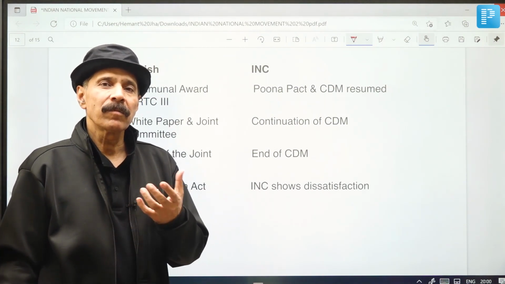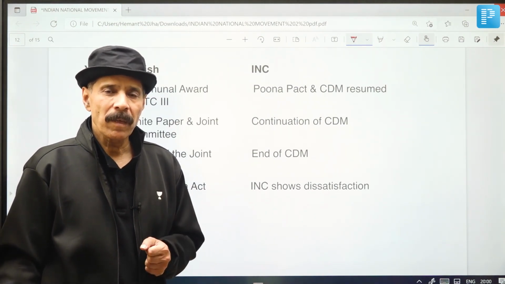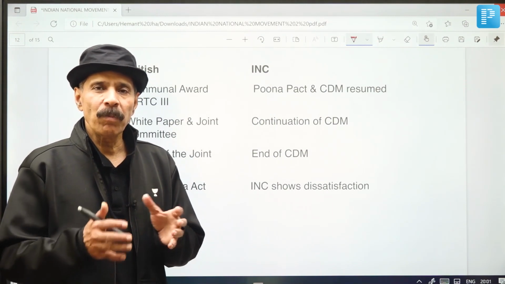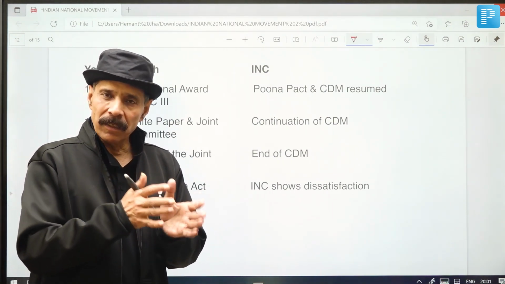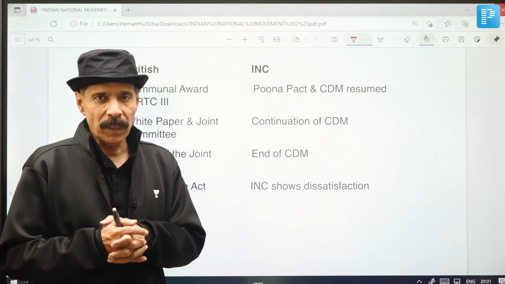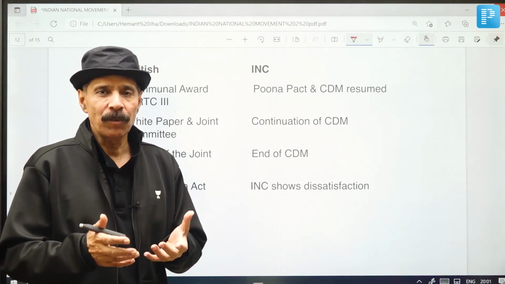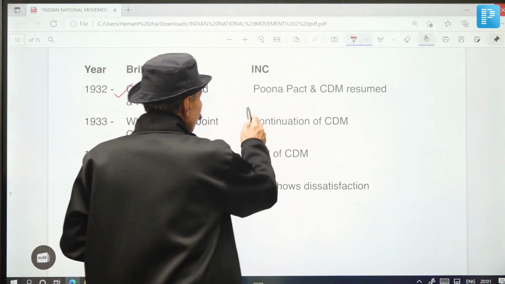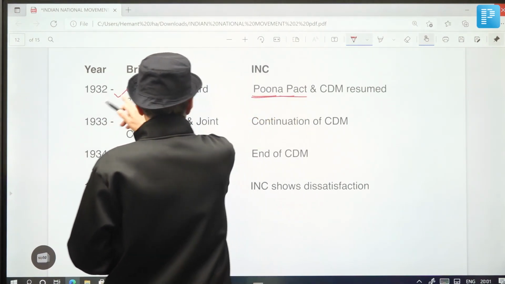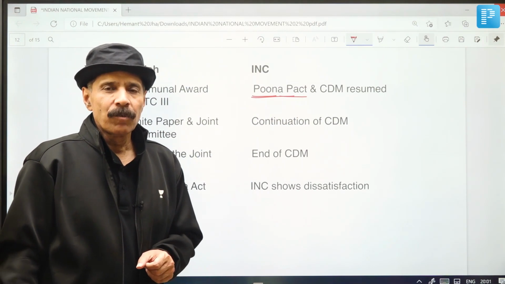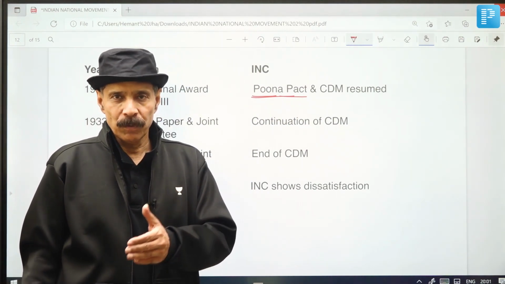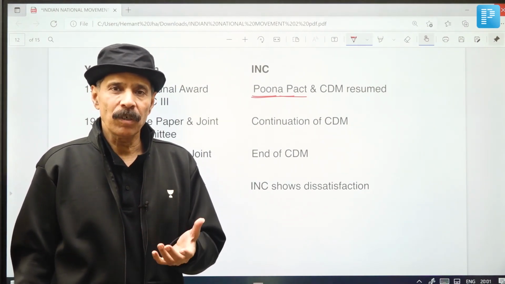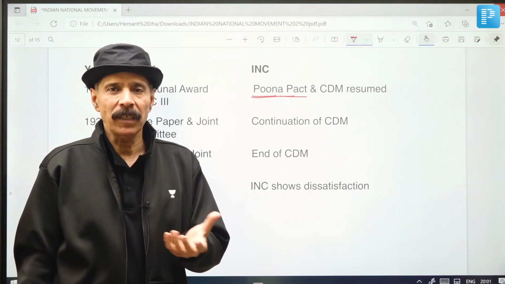Gandhiji resisted, opposed, and observed fast unto death. The result of this was there took place a talk between Gandhiji and Dr. Ambedkar at Pune, and this talk resulted in a pact that is known as Pune Pact. This is what you find here, Pune Pact, same year, 1932. So under Pune Pact, Dr. Ambedkar withdrew the demand of separate electorates in return for reservations for the untouchables at various levels.